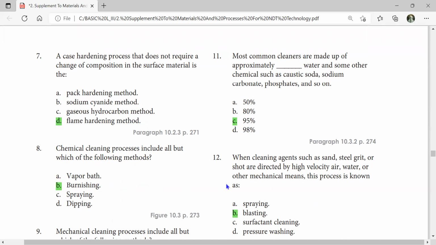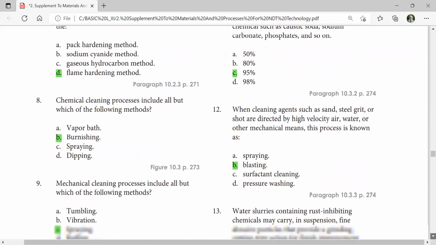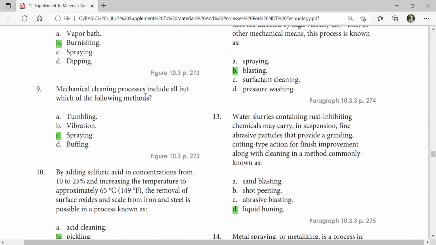Organic paints, varnish. When cleaning agents such as sand, steel grit, or soot are directed by high velocity air, water, or other mechanical means, this process is known as blasting. Mechanical cleaning processes include all but which of the following methods? Cleaning by tumbling, vibration, buffing, yes. Spraying, no. By spray you cannot clean.